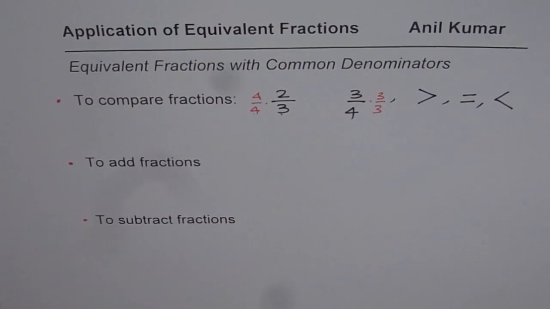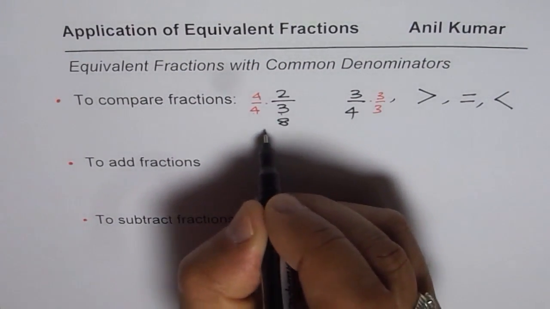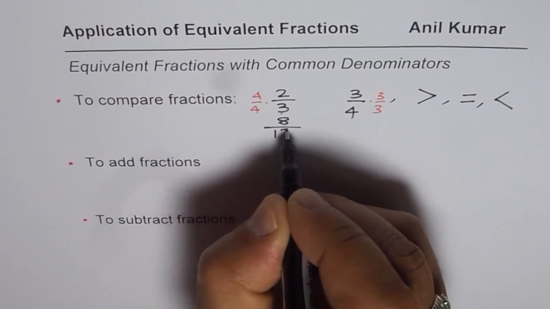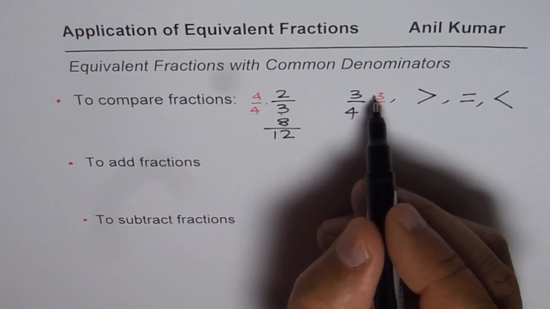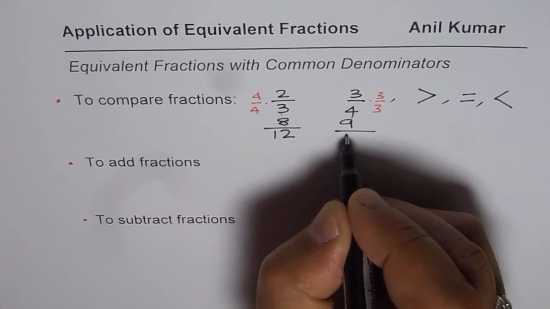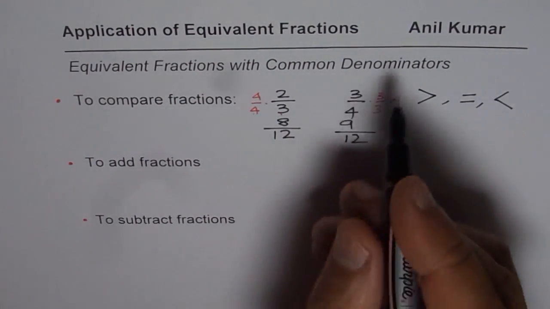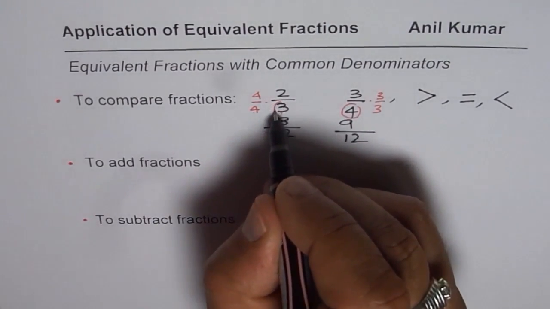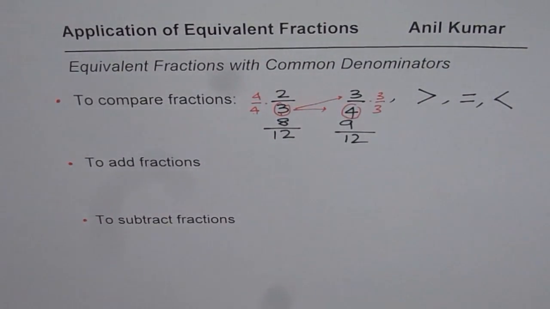But what really happens? When you multiply by 4, you get 8 in the numerator and the denominator is 12. For the second number, when you multiply by 3, 3 times 3 is 9 and the denominator is 3 times 4, 12. Do you see? So how did we get these numbers 3 and 4? We got them from their denominators. So these are the numbers which get multiplied. So that's a very simple step to do whenever you want to compare fractions.